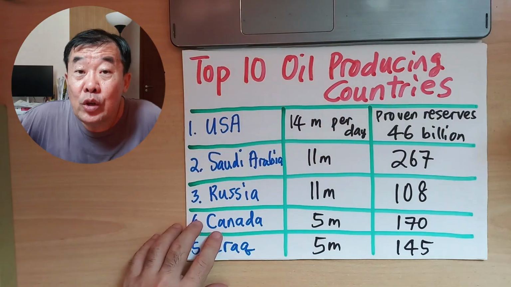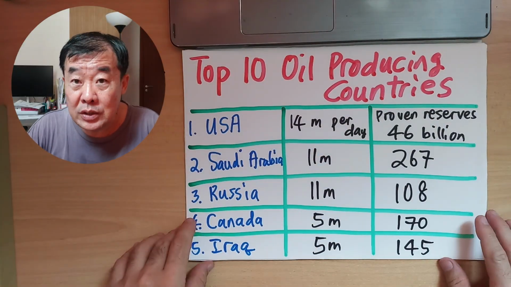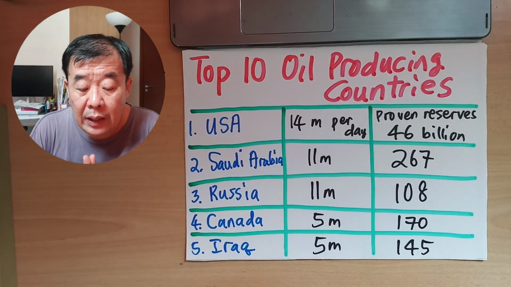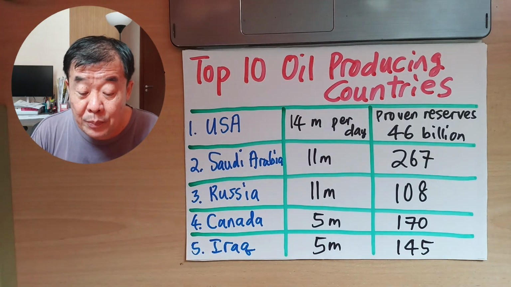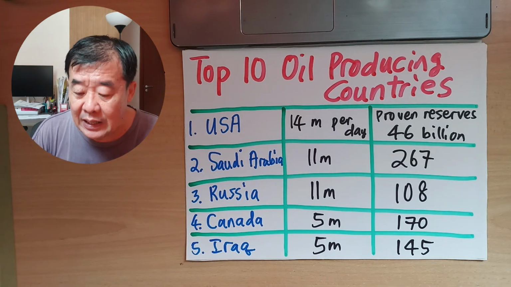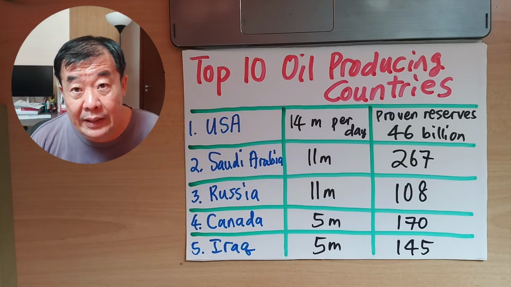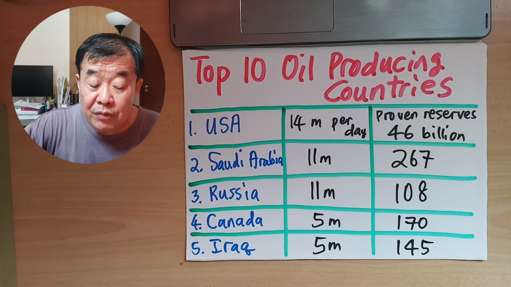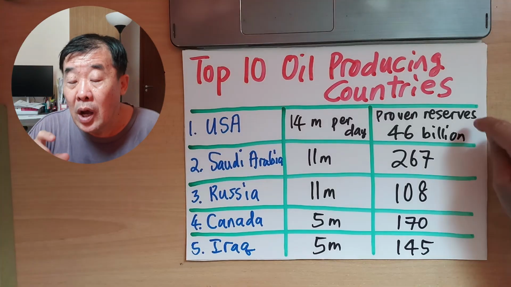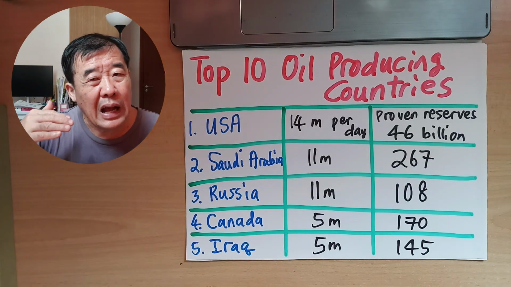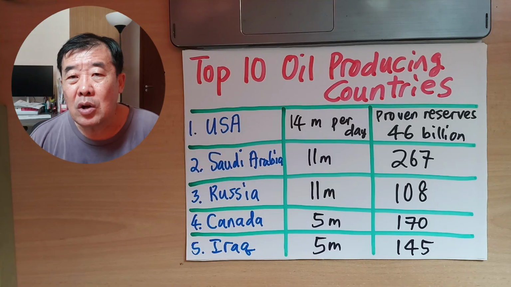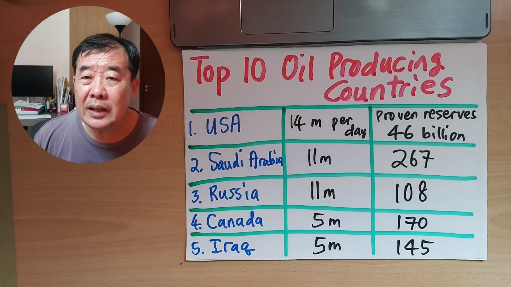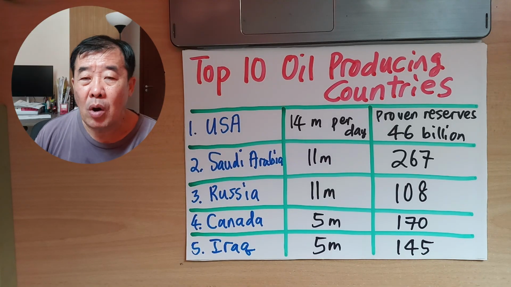Now, how about the producing countries, the ones that keep digging and keep producing? Number one is USA. They actually produce 14 million per year. And the proven reserve is not the highest in the world, it's about 46 billion. But this proven reserve of USA, including shale oil, needs much more cost to dig out, and processing is also more complicated.